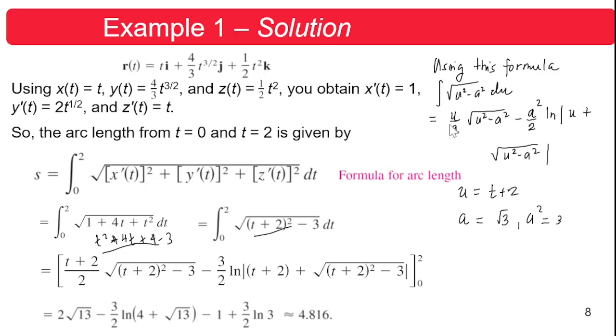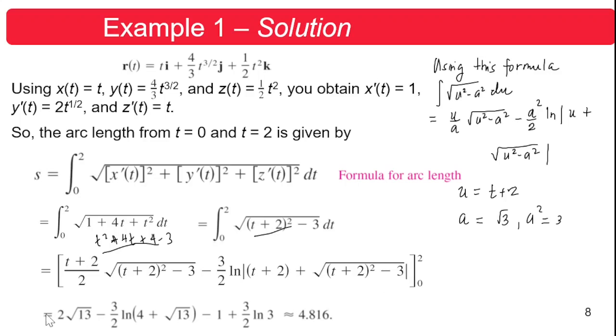So following this formula, your u is t plus 2, divided by 2, times the square root of u squared minus a squared. So t plus 2 quantity raised to the second power minus 3. And then minus a squared over 2, but a squared is 3. So 3 over 2 natural log of u, where u is t plus 2, plus the square root of u squared minus a squared, which is the square root of (t plus 2) to the second power minus 3, where t is from 0 to 2.